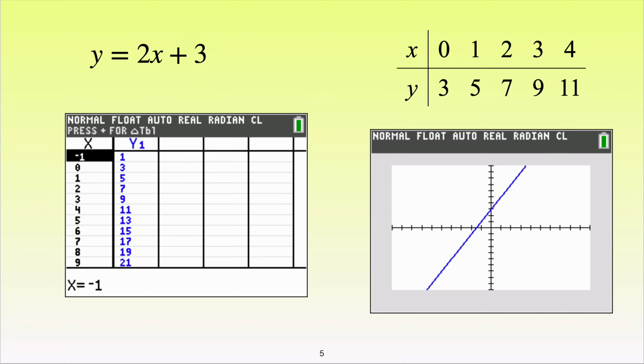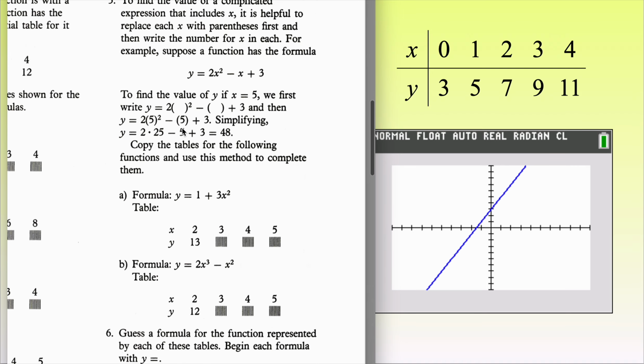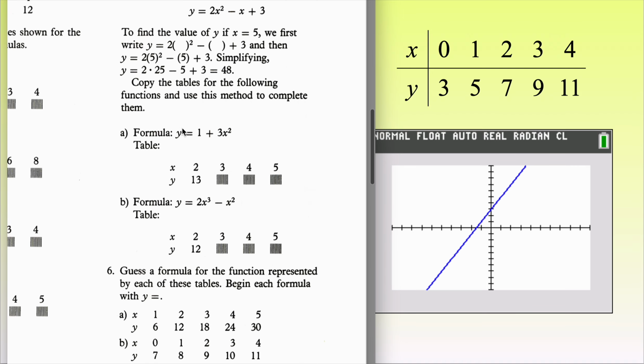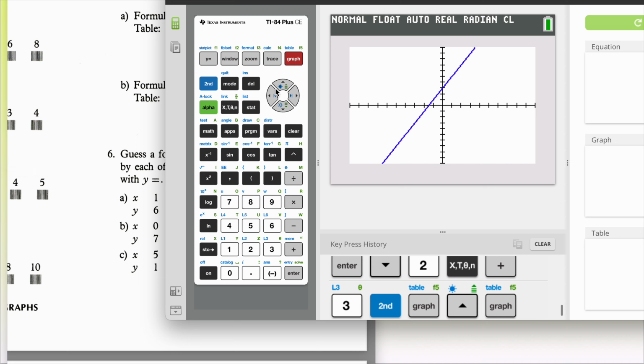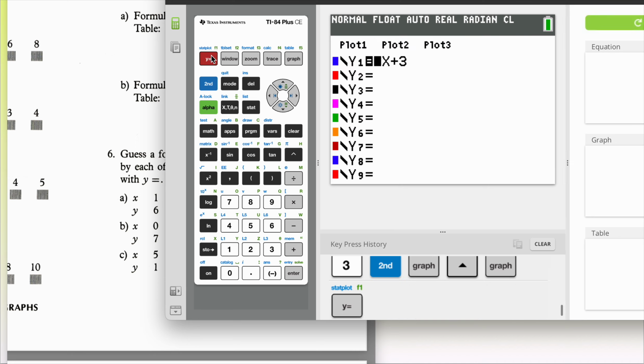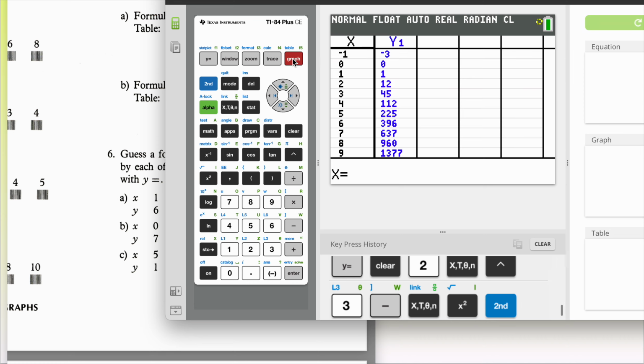Let's do another problem. Over here, this is problem 5B. Y equals 2x cubed minus x squared. Back to my calculator. Back to y equals. Clear. 2x raised to the third power minus shortcut x squared. Let's look at the table, second and graph.